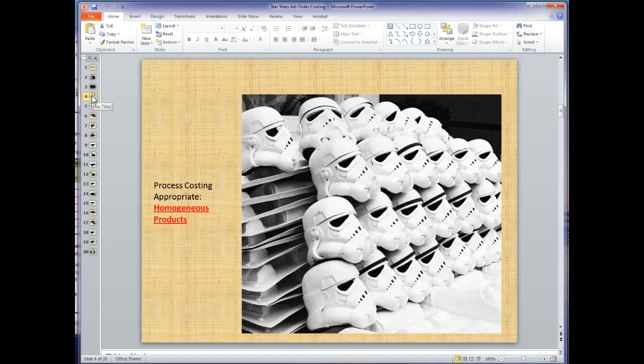Now we like to compare that to what we call homogeneous products, like milk, right? Homogenized, it's all smooth. These are products that you can make and the cost is identical. Stormtrooper helmets are a great example of this. And Stormtroopers are clones, we all remember that. So every single Stormtrooper helmet is identical. It's the same size, same shape, it takes the same weight of raw materials, the same amount of labor, the same machine hours. So you could just make hundreds of these and each one will be within a penny or two of the other one. Easy to price.